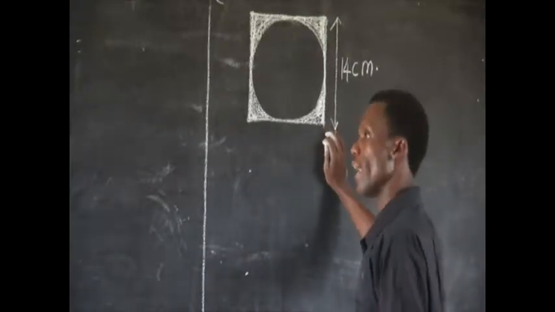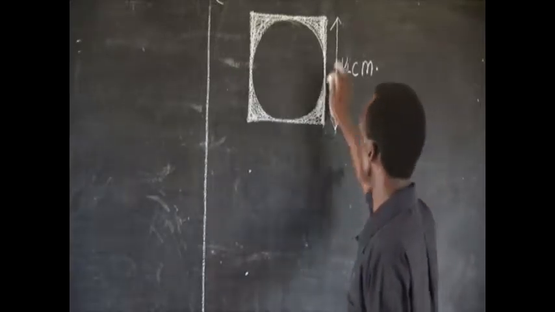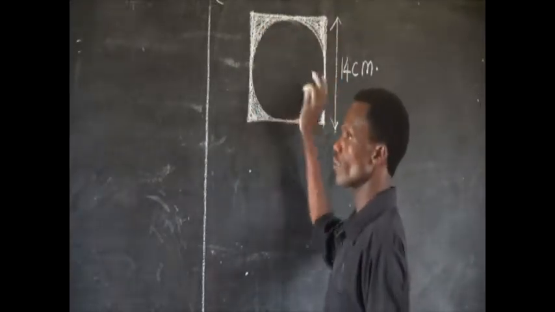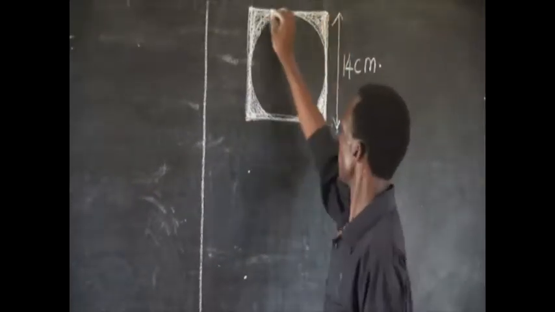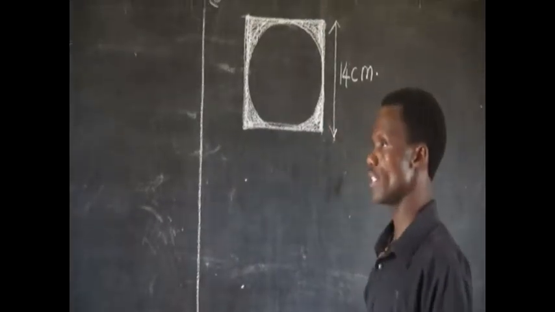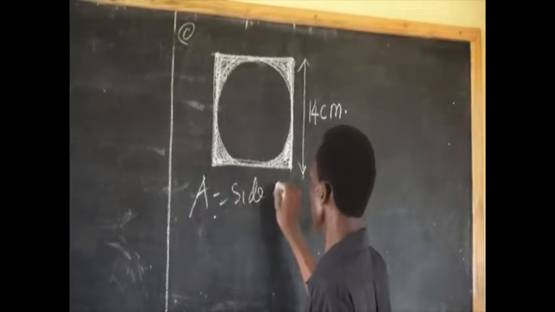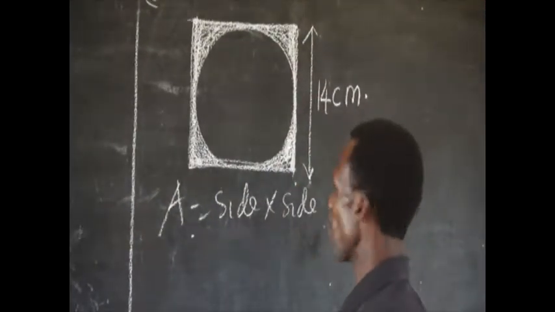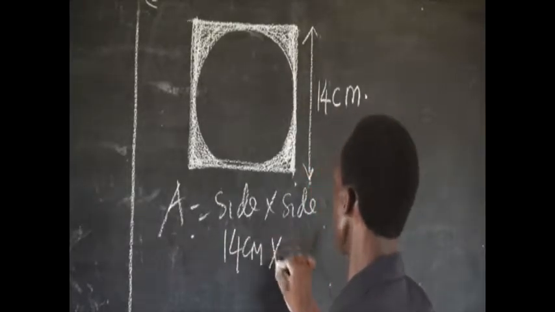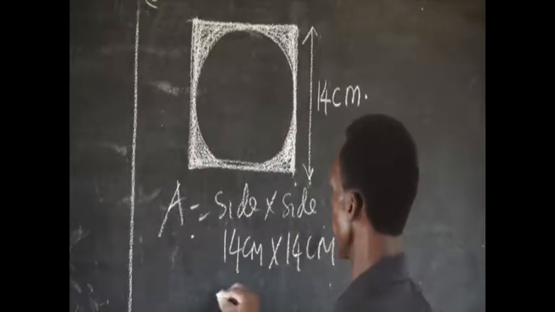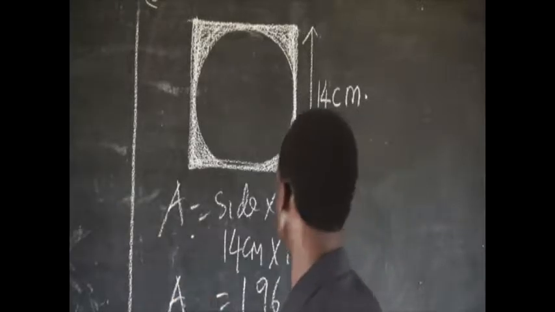Now let us see the third example here. Find the shaded area. First, the area of the whole shape. This is a square. If it is a square, we know the area of the square is equal to side times side. Remember, the side is equal to 14 centimeters, so 14 times 14 gives 196 centimeters squared. So this is the area of the whole shape.